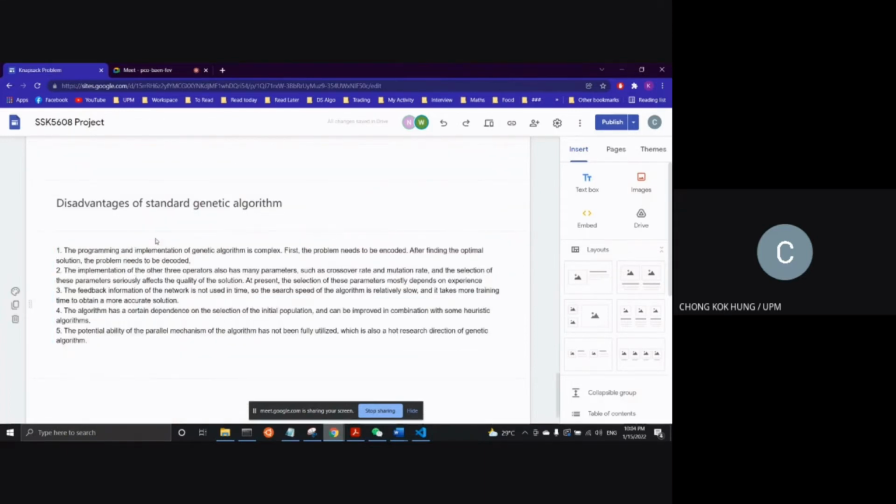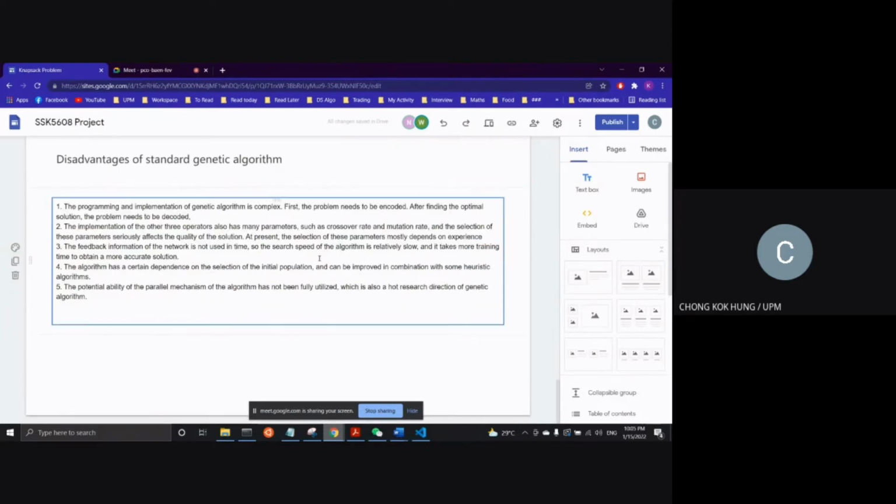However, there are also a few disadvantages of this algorithm. First, the implementation is quite complex, because the problem needs to be encoded, and after finding the optimal solution, the problem needs to be decoded. Second, it has many parameters, such as crossover rate and mutation rate, and the selection of these parameters will seriously affect the quality of the solution.